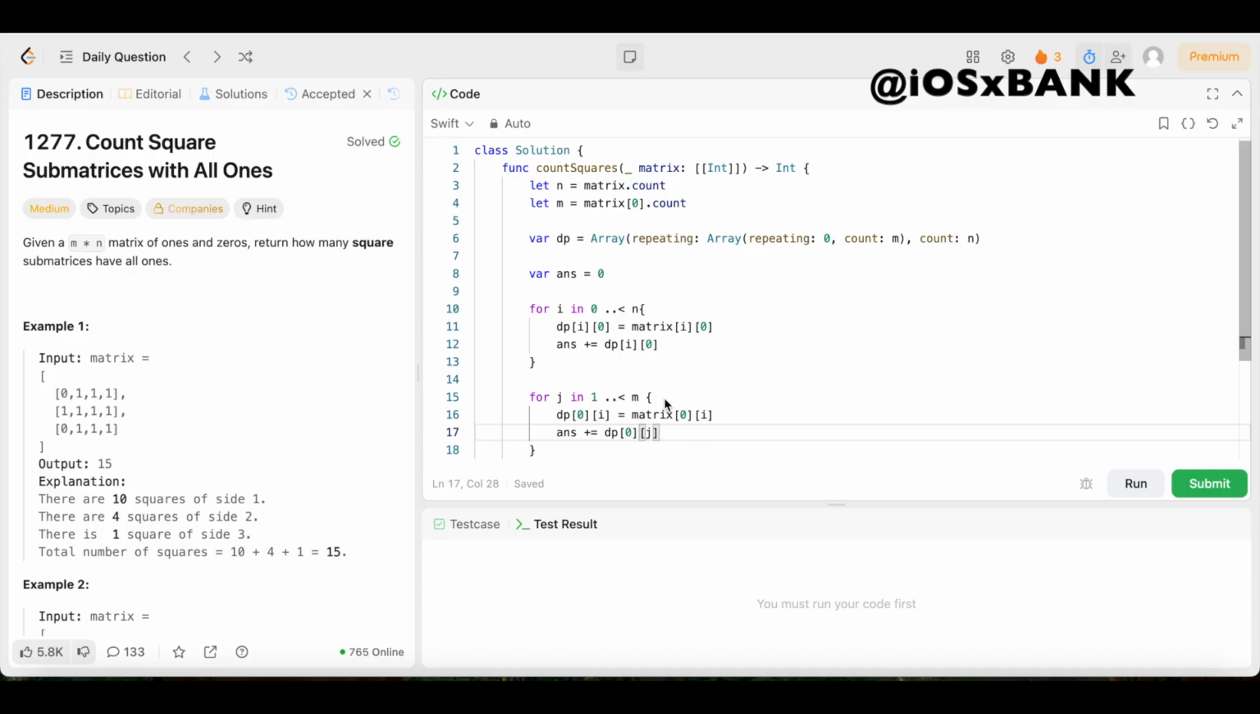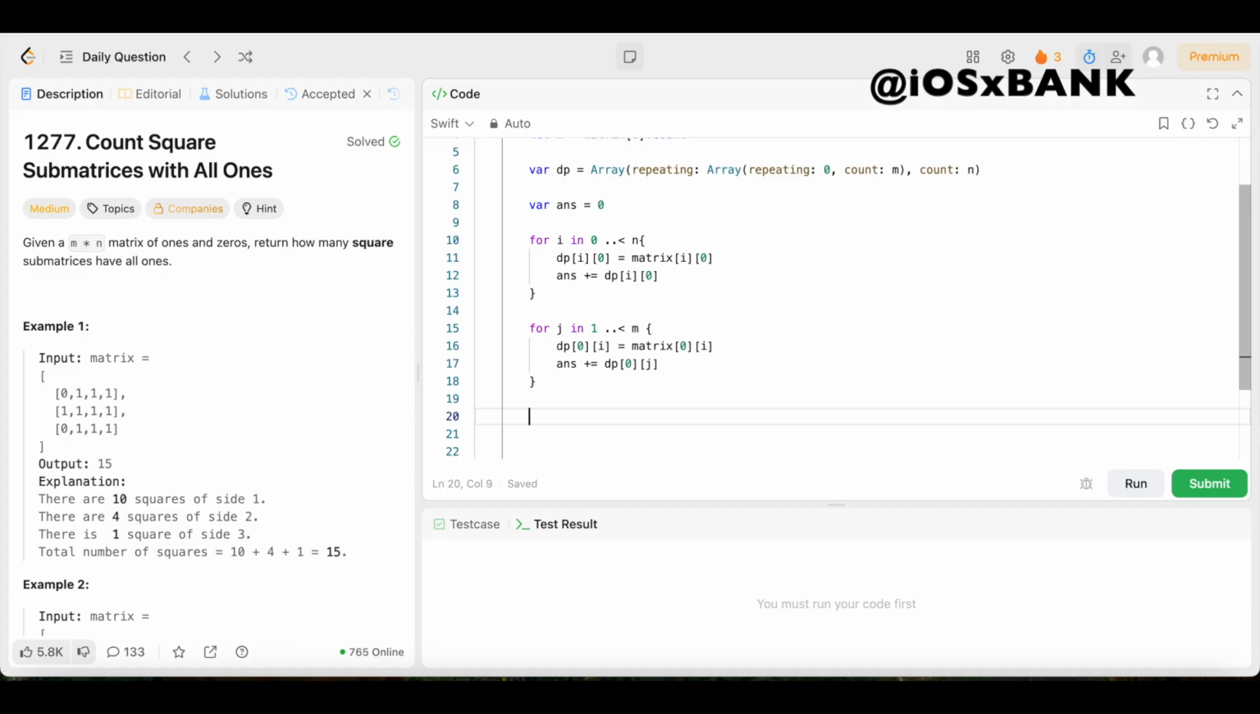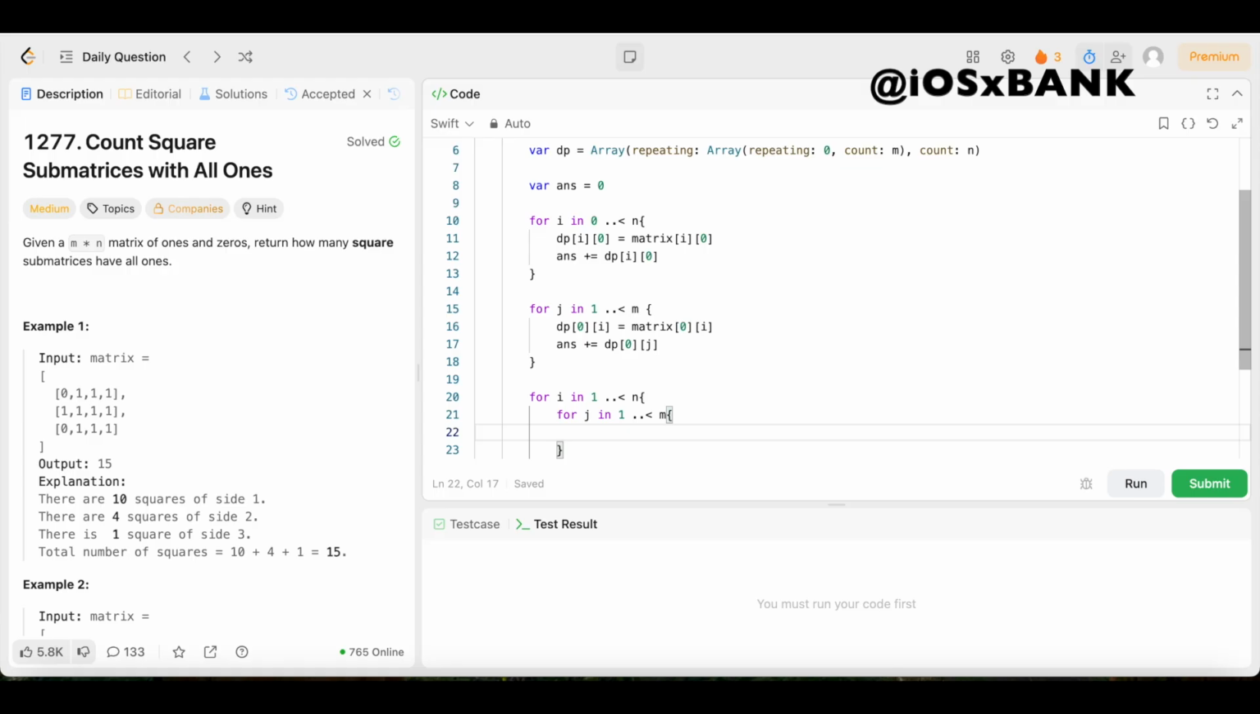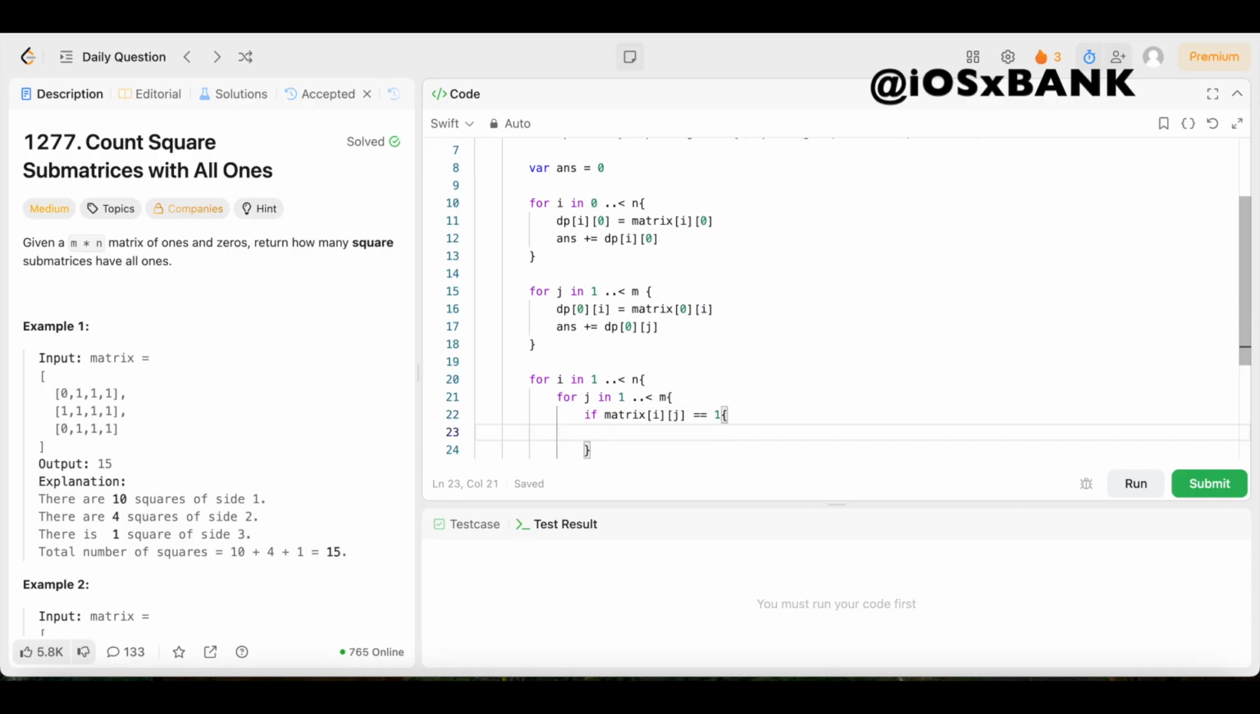So then we have to process the rest of the matrix. Come underneath this for loop, and we are going to say for i in 1..<n, so 1 up to n. Then we're going to say for j in 1..<m. Then we're going to open up the brackets and say if matrix[i][j] equals 1. So if the current cell is 1, the size of the square ending at i,j depends on its left, top, and top left neighbors.